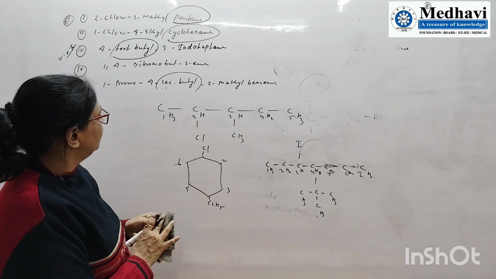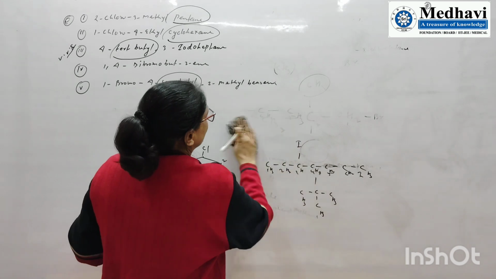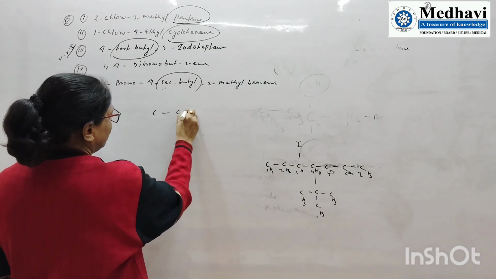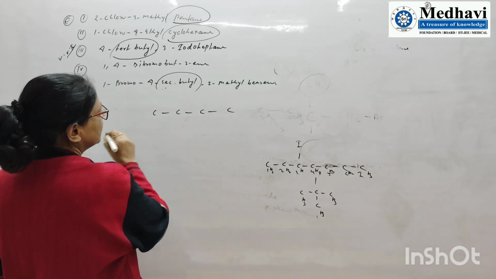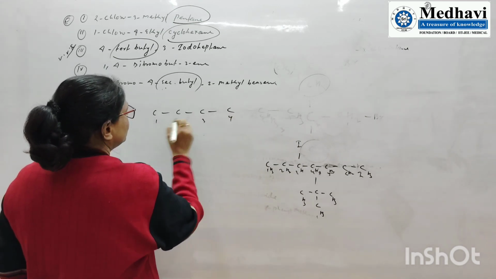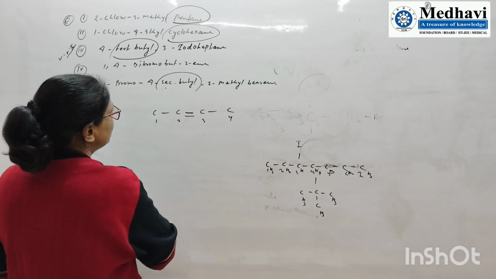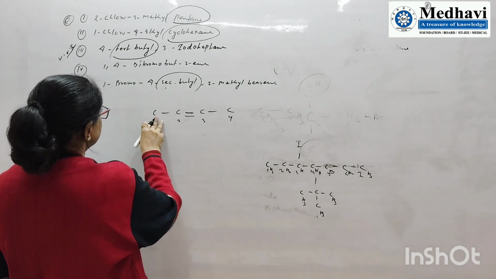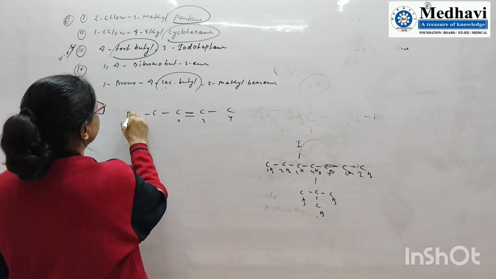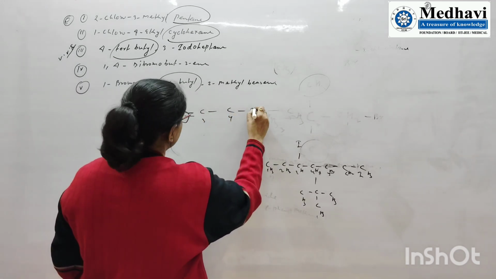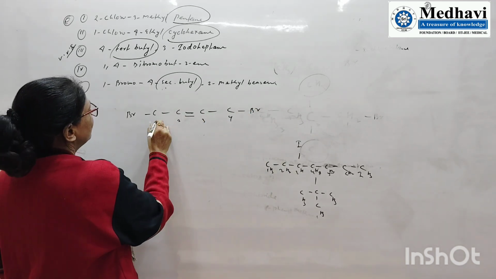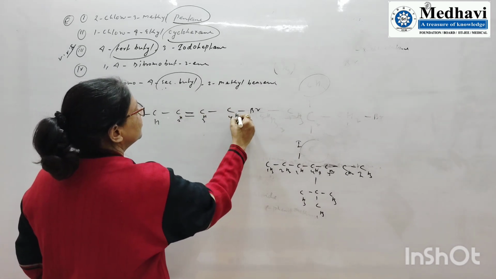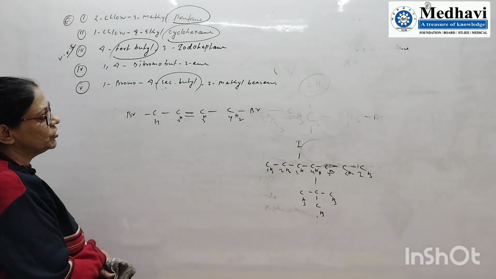Then here 1,4 dibromobutene. Suppose this is but, numbering 2-ene. 2-ene means 2 and 3. Between 2 and 3 a double bond is there. On the first carbon there is a bromo group. On the 4th carbon also there is a bromo group. Put the value of hydrogen here. Here 1, here 1, here 2, 1, 2. This is the structure.